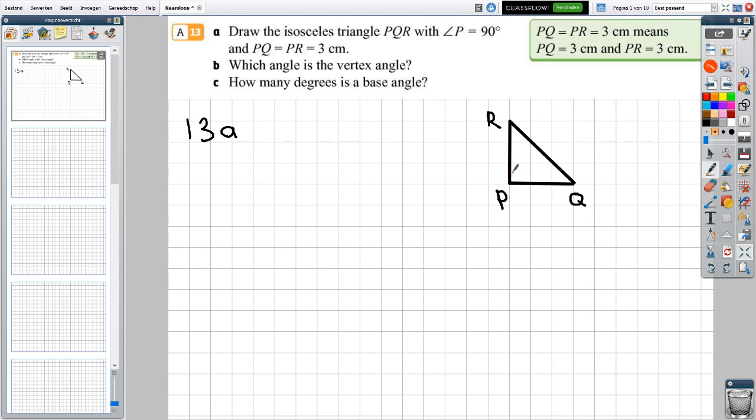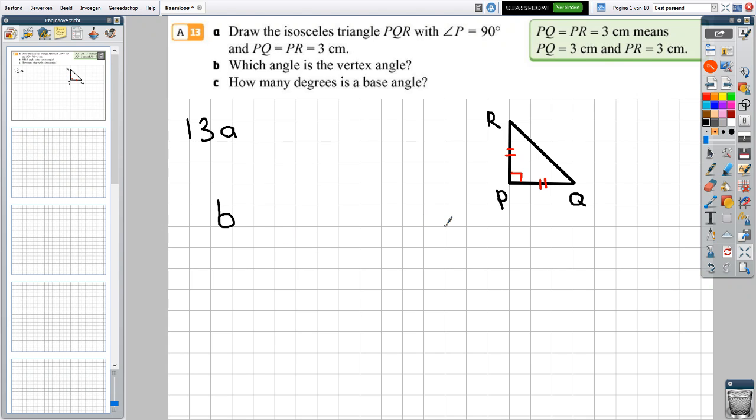Please get used to making those notations right here to signify that this is a right angle. And since PQ and PR are of equal lengths, I can also do this, right? So this is the drawing, PQR with PQ being 3, PR being 3, and there's a 90 degrees angle here. That's exercise A. Exercise B.